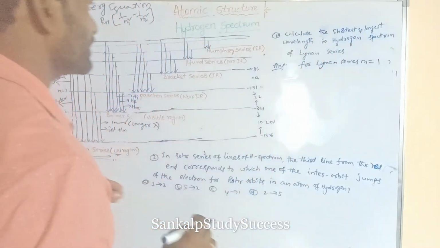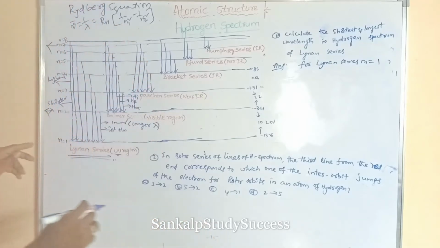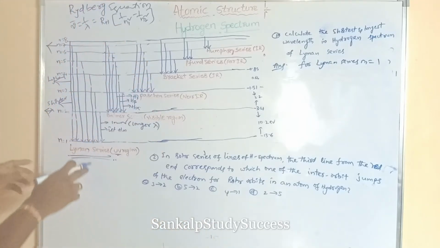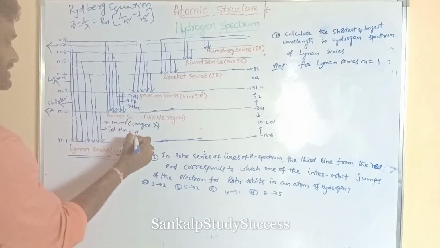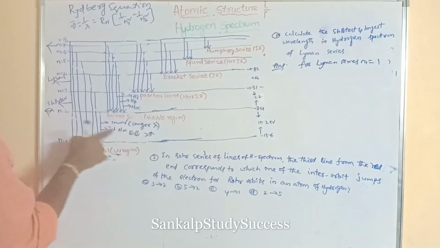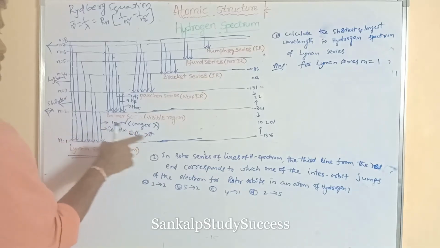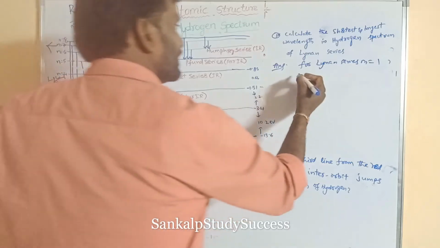So what is the shortest wavelength line? What is the longest wavelength line? We have already said that this is the Lyman series. So the first line, it is the H alpha. It has lower energy. So lower energy means the wavelength is high. So it is the longer wavelength. What is the first line? So the first line has the longer wavelength.